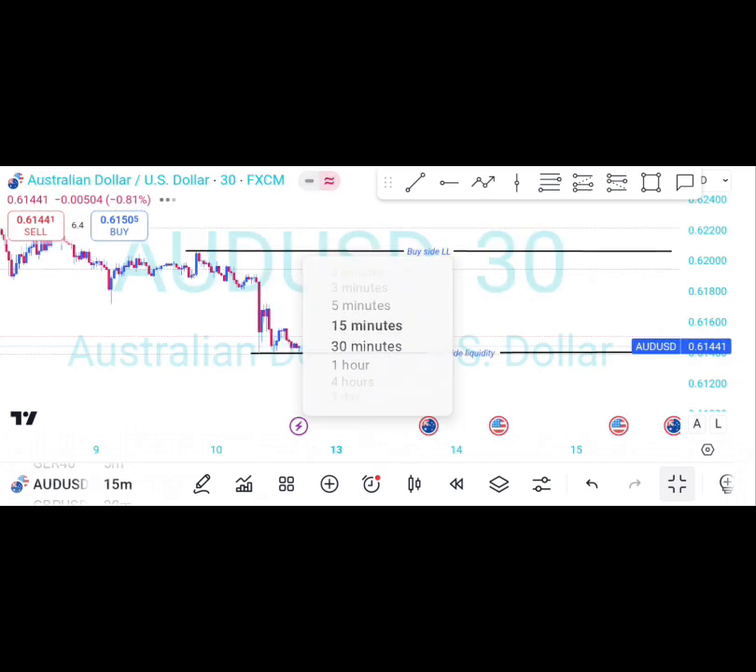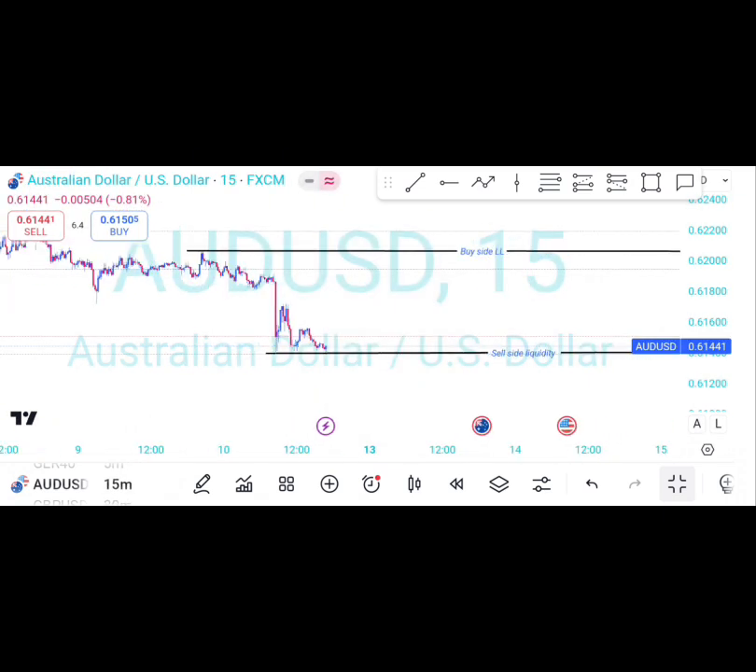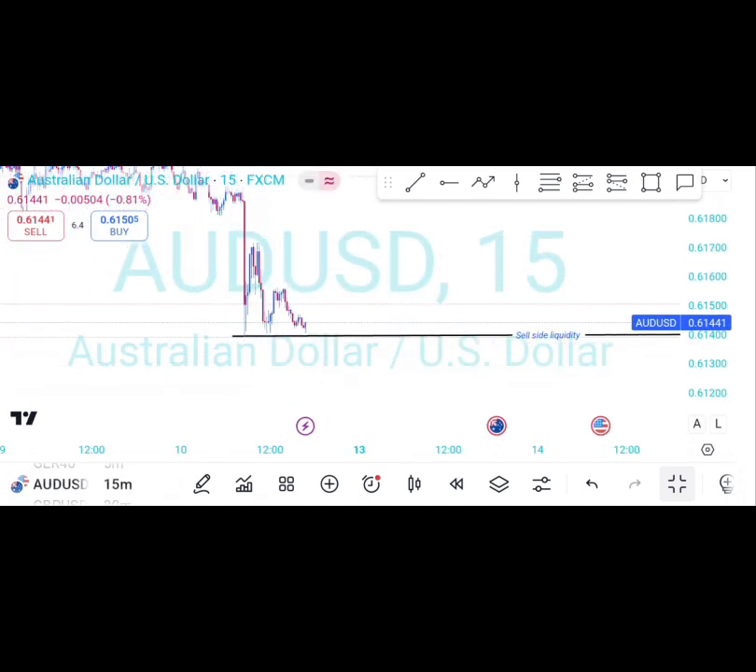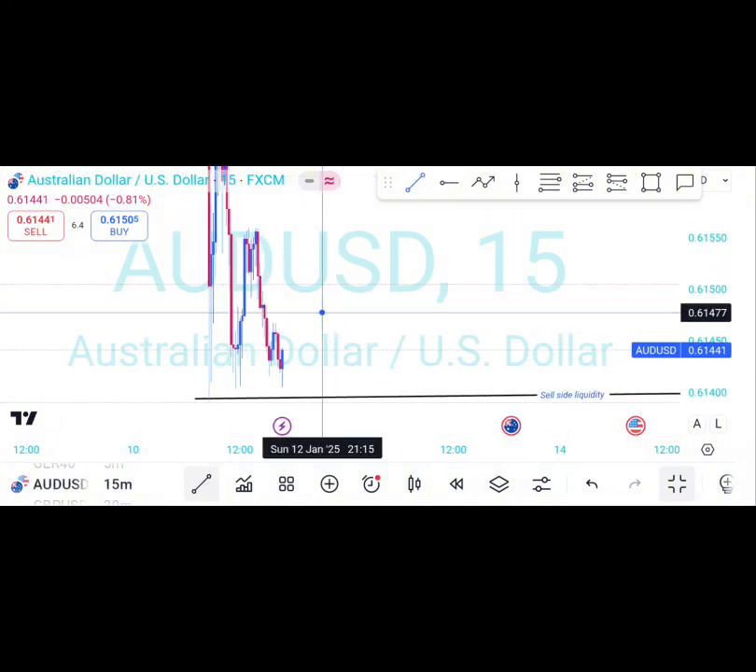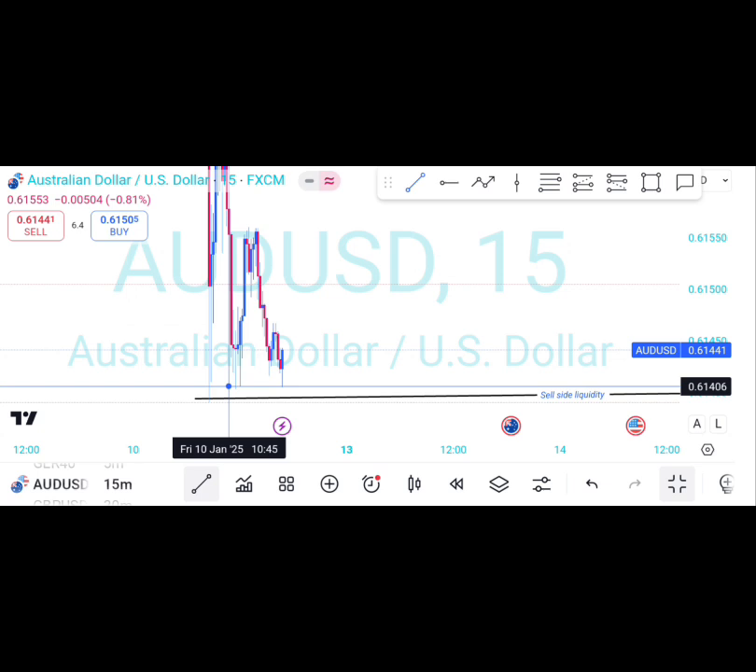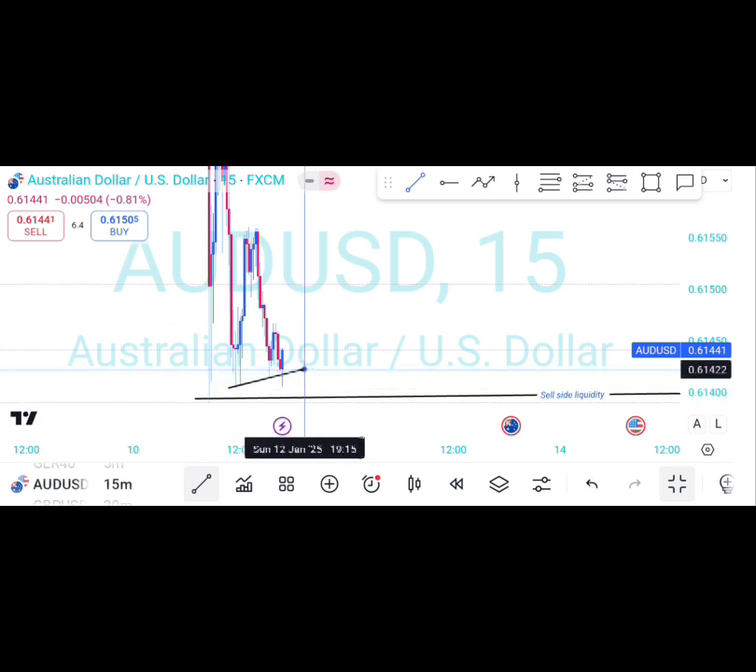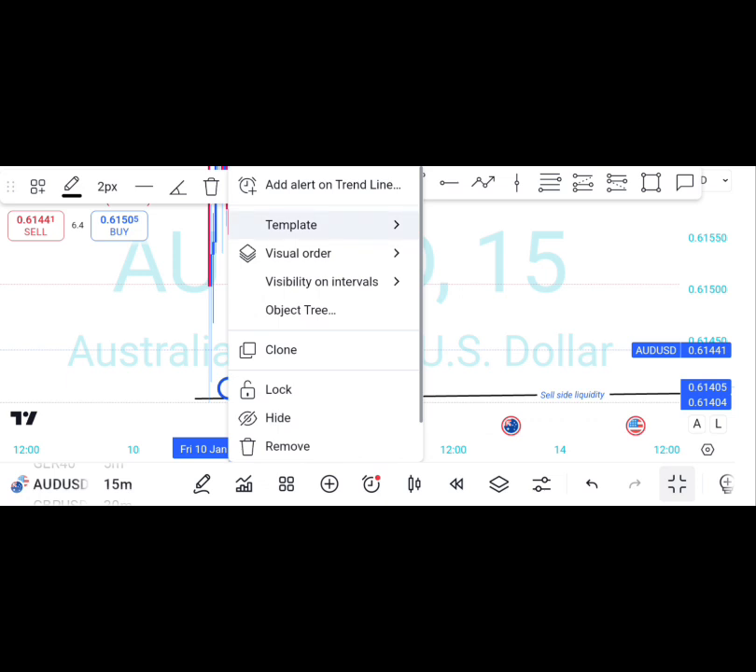I'm gonna go on the 15-minute time frame. So we have relative equal lows, as you guys can see. I would have marked them, but let me mark this, bro. We have relative equal lows. Okay. We have relative equal lows.